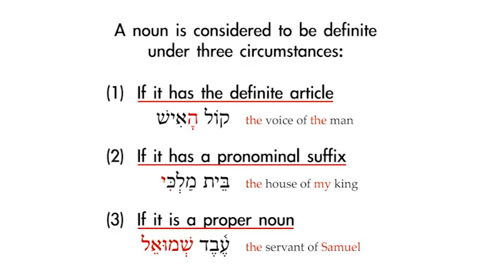So under three circumstances is a noun considered to be definite and therefore provoke the entire construct chain to be definite: if the noun has a definite article, if the noun has a pronominal suffix, or if the noun is a proper noun or a proper name. With the Hebrew construct chain, you can have multiple construct nouns, but only one absolute noun.